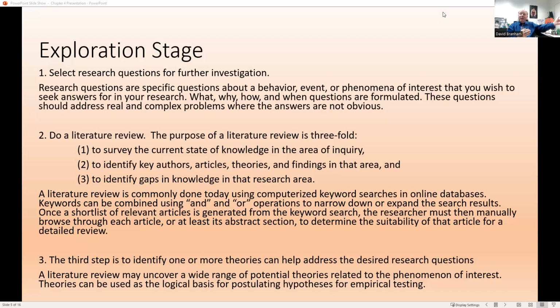We go from a theory, and then we develop that theory over time as we learn more and more from our research. Second thing you do is do the literature review. Now, this is important for you to understand because the literature review is a big portion of your research paper that you're going to be doing in this class. There's 3 reasons why we do a literature review.